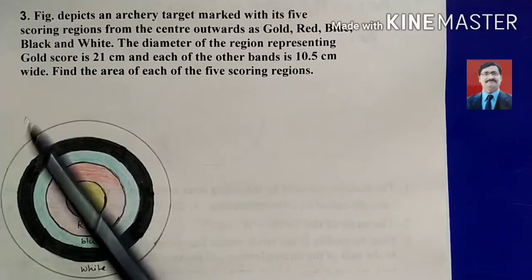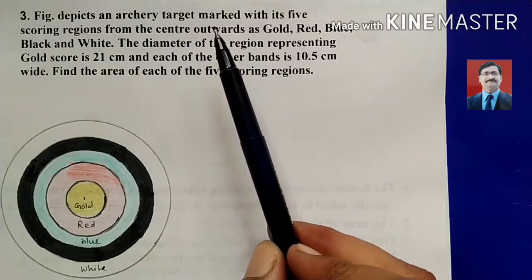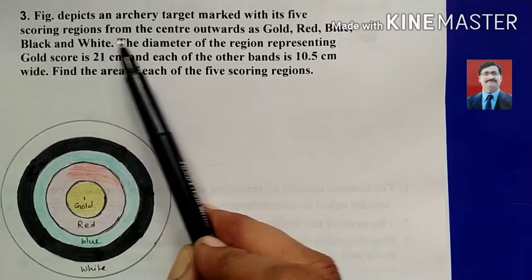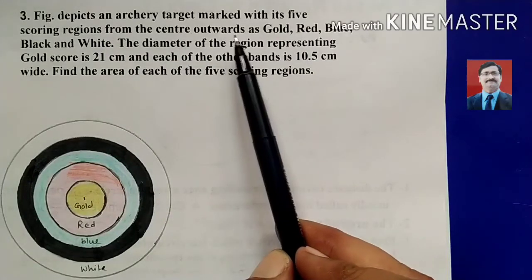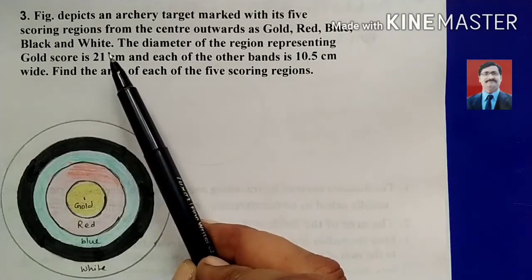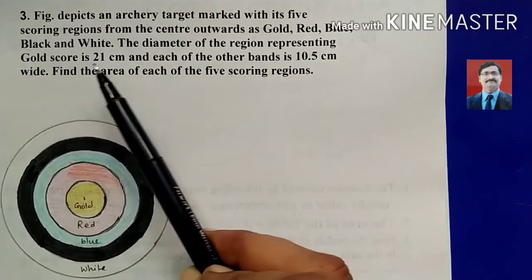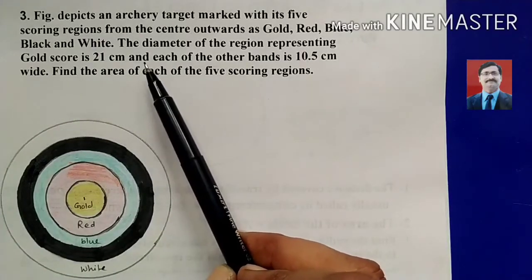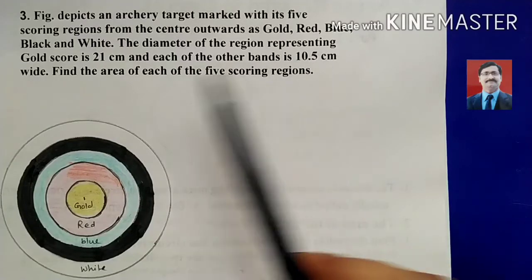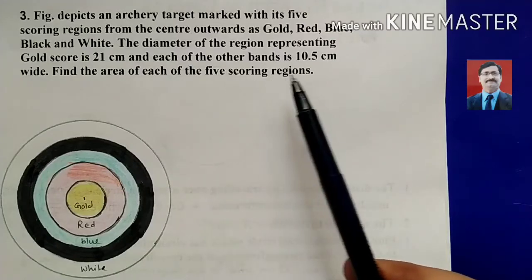Look here, this figure depicts an archery target marked with its 5 scoring regions from the center outwards as gold, red, blue, black and white. The diameter of the region representing gold score is 21 centimeter and each of the other bands is 10.5 centimeter wide. Find the area of each of the 5 scoring regions.